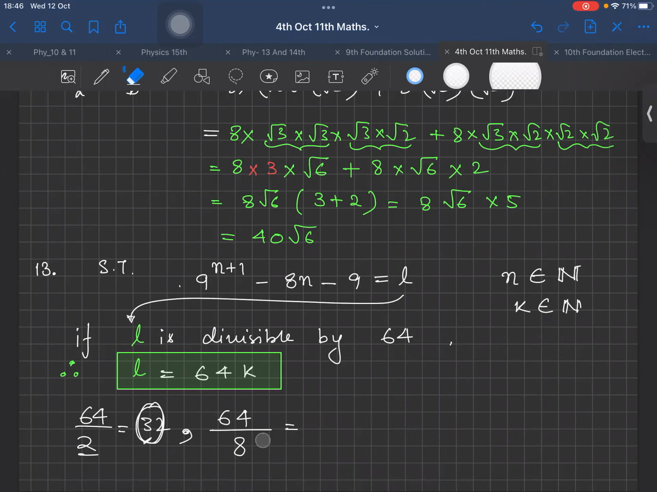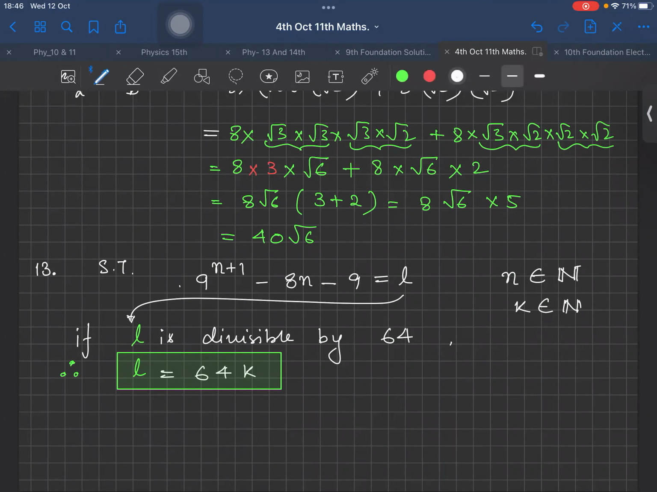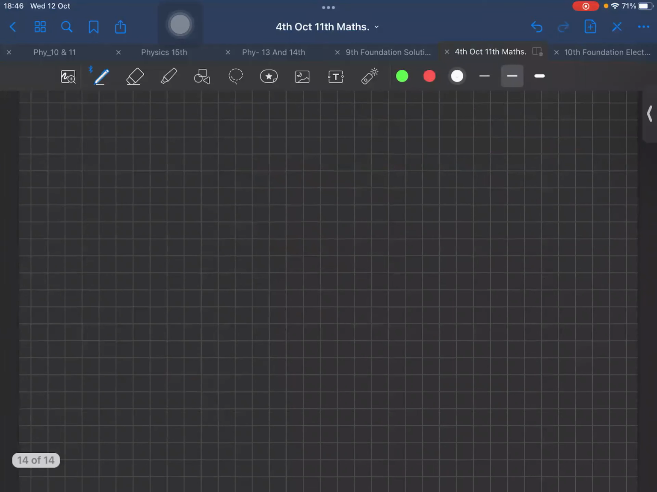Is it clear, or do you need any other explanation? Understood. Are you sure? Yes, sir. Okay. Anybody else need any explanation? Please tell me, or I can try a different method. Okay. If not, then we'll move ahead. This is, it's not working.